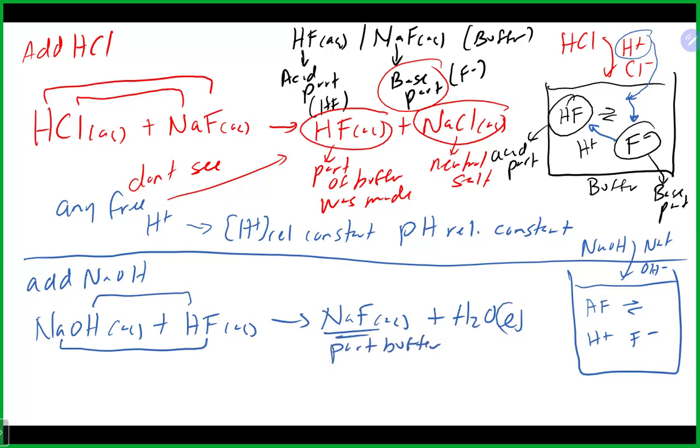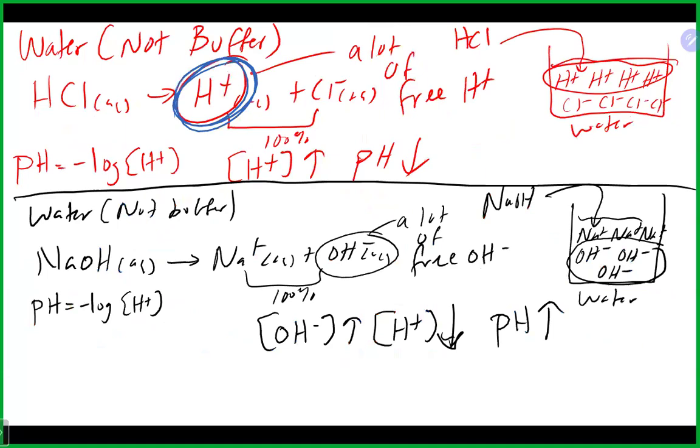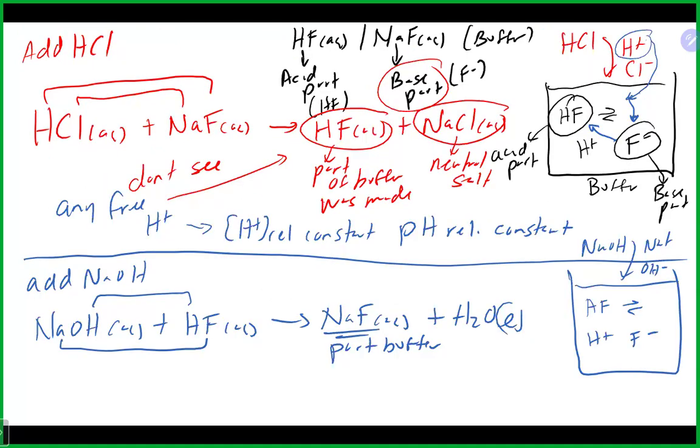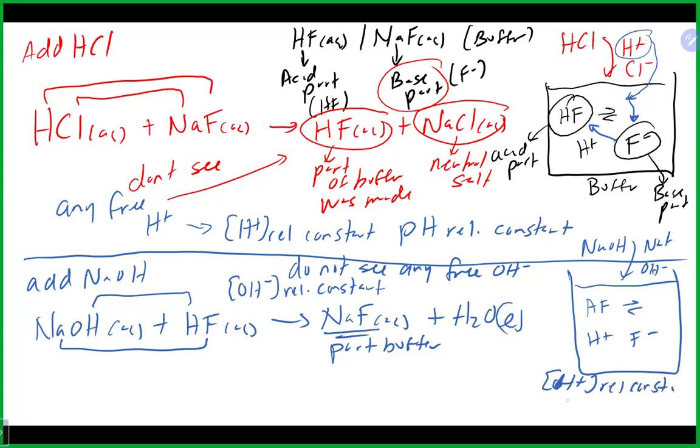But again, it is actually what we don't see here that we saw when we added the sodium hydroxide to water. When we added to water, we made a bunch of free OH minus. Here, we do not make free OH minus, so we do not see any free OH minus. And what that means is the concentration of OH minus stays relatively constant. And because H plus and OH minus are tied to each other, the H plus concentration will stay relatively constant. And lastly, that means the pH will also stay relatively constant.